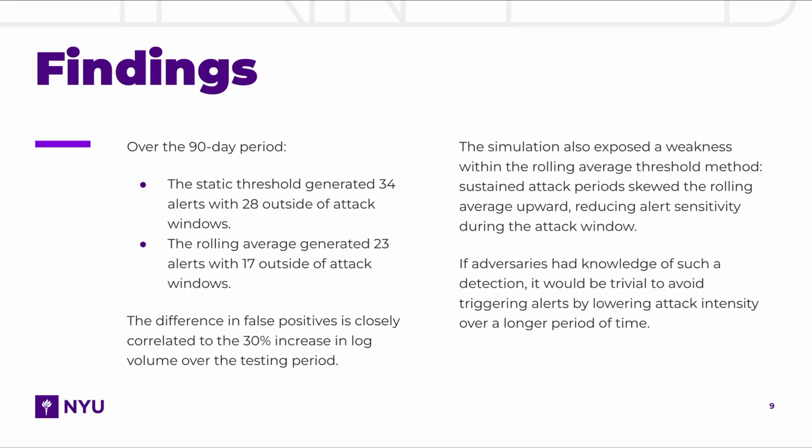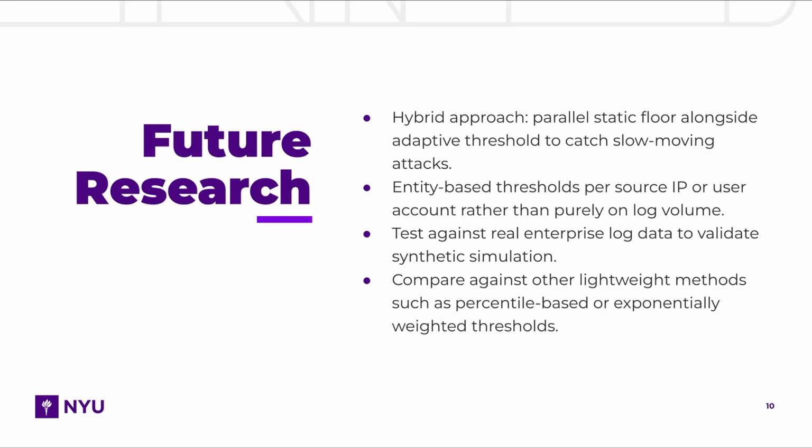That's definitely a weakness with it, and it exposes that maybe a hybrid solution might be best in this case. It's an interesting result, essentially. So in future, I think investigating that hybrid approach, maybe running a static threshold in parallel with an adaptive statistical threshold, would probably be a very robust solution.